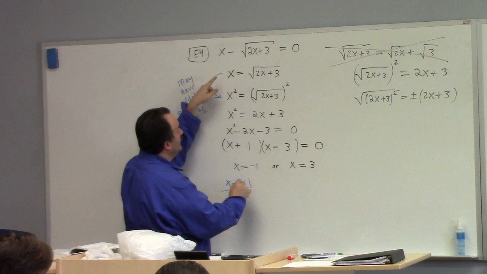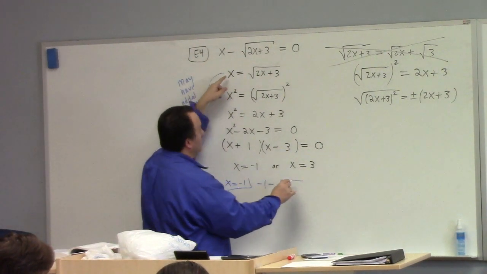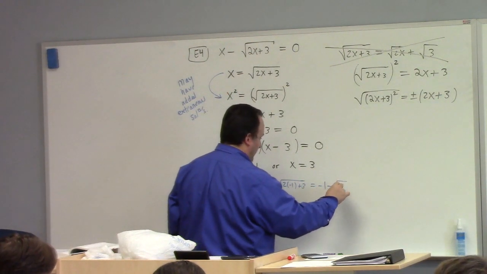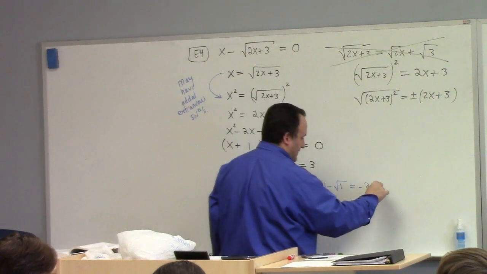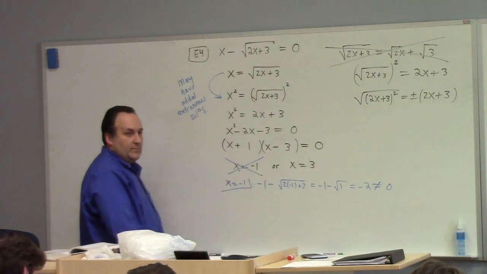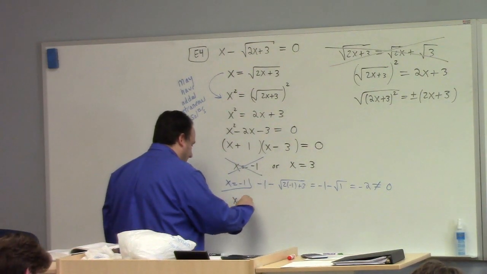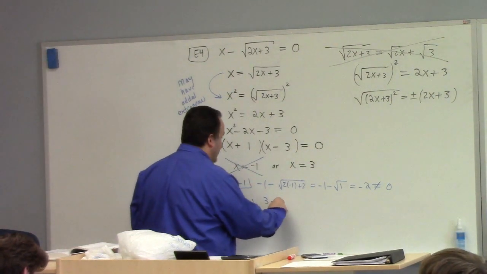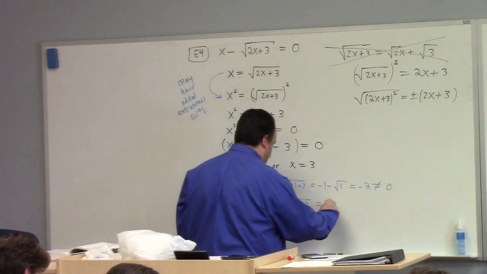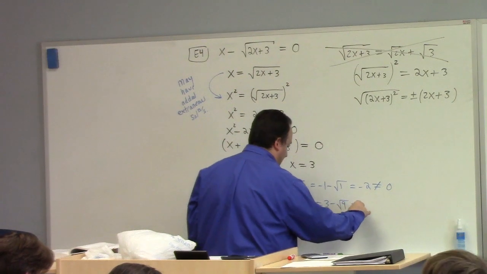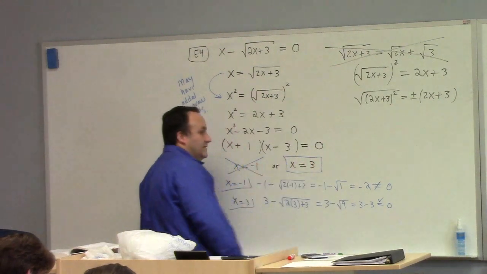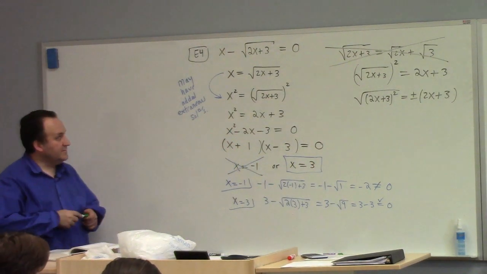Does it work? Minus 1 minus the square root of 2 times minus 1 plus 3. Minus 1 minus the square root of 1, right? Which is minus 2, which is not equal to 0. So this right here is extraneous. How about x equals 3? Does that one work? I get 3 minus the square root of 2 times 3 plus 3, also known as 3 minus the square root of 9, which is 3 minus 3, which is 0. Hooray. So in fact, x equals 3 is the real McCoy. It's actually a solution here.